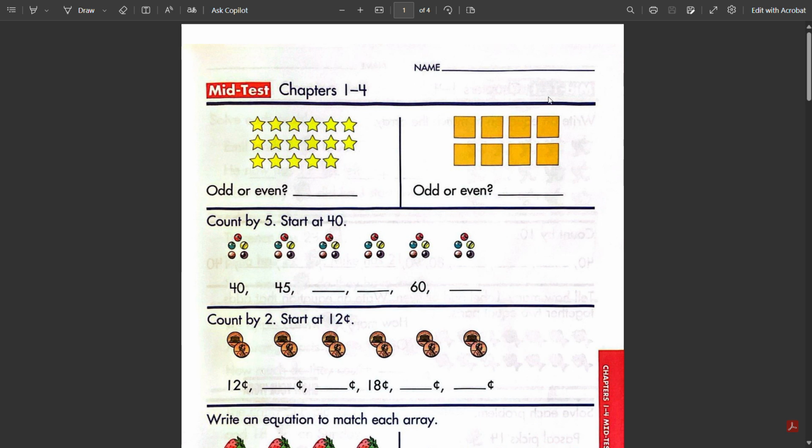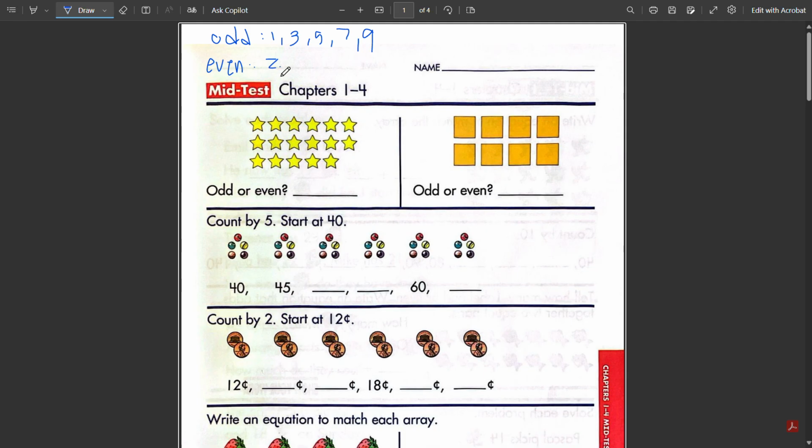Today we will be going over lesson 13 for second grade. So first section, it asks odd or even. Just to keep in mind, odd numbers end with 1, 3, 5, 7, and 9. And even numbers end in 2, 4, 6, 8, and 0.